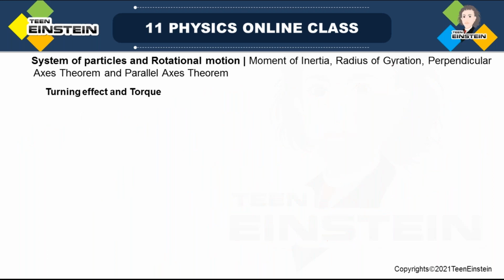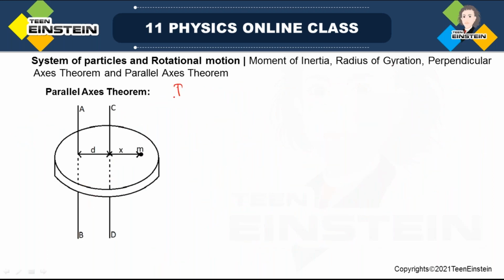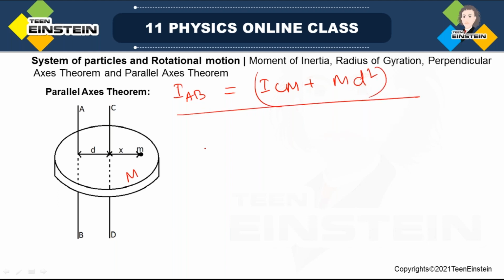Okay, so I'll just quickly prove this. I'll write the theorem in terms of this ICD. Suppose the mass of this object is capital M. ICD is given by ICM plus IAB, which is the parallel axis, m into d square. So this is the thing we have to prove.